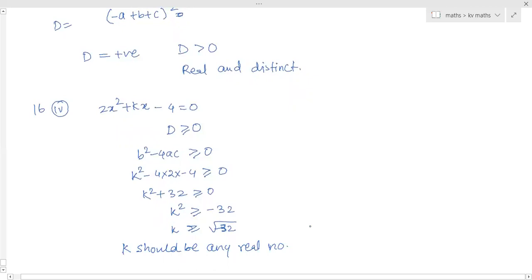K is greater than the square root of minus 32, which is an imaginary number. So you can take k value as any real number. You need k as any real number to get the roots real. Is it clear? Yes, ma'am. Okay. Any other doubts? Anyone else?